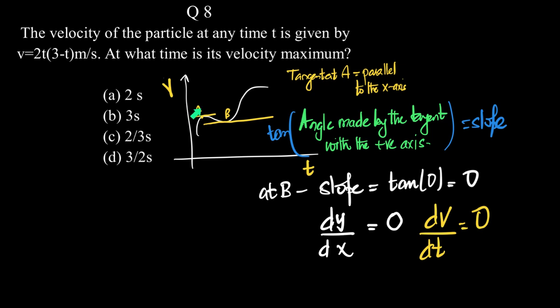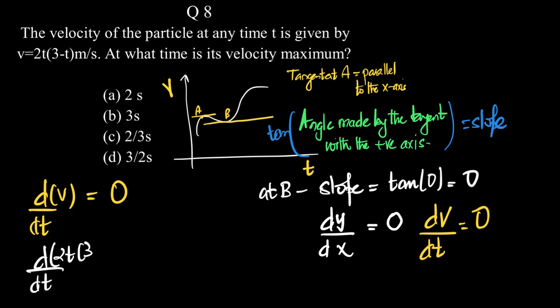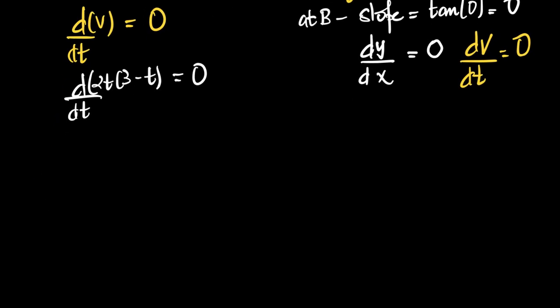The slope at this point A, and for that matter, slope at this point B, will basically be the change in y-axis with respect to change in time. Or in other words, this is basically time rate of velocity should be equal to 0. Now, what is time rate of velocity? Is d by dt of what is velocity given as t into 3 minus t, and this should be equal to 0. Now, what is d by dt of t into 3 minus t? Is d by dt of 3t minus t square is equal to 0.